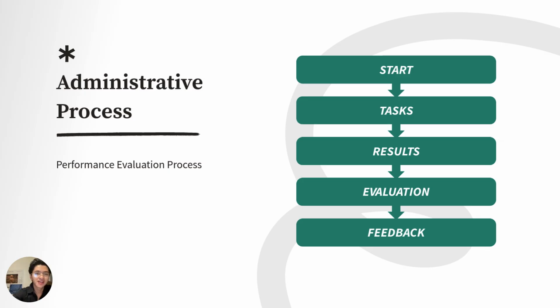Moving on, the administrative process analyzed in this project was the performance evaluation process. Employees complete tasks related to marketing campaigns, and their results are measured through performance indicators. Leaders review these results and provide feedback depending on whether targets were achieved or not. While this process ensures accountability, it often focuses more on correcting mistakes than on supporting employee development.